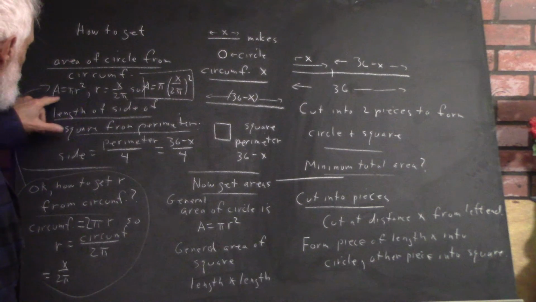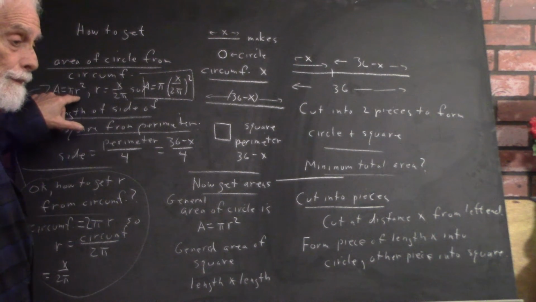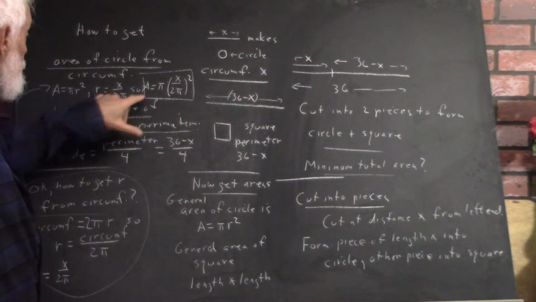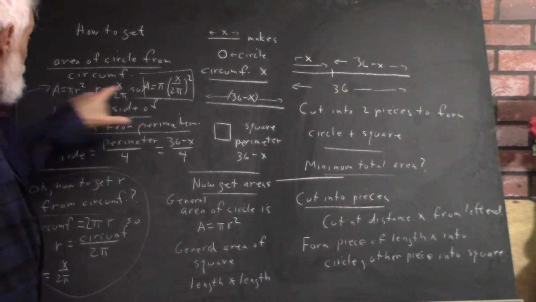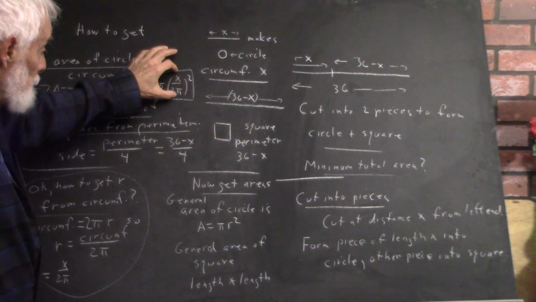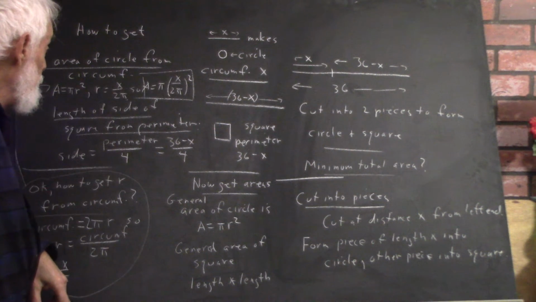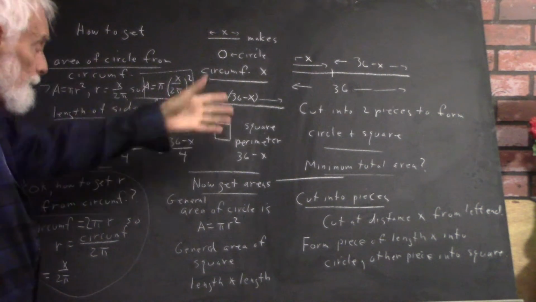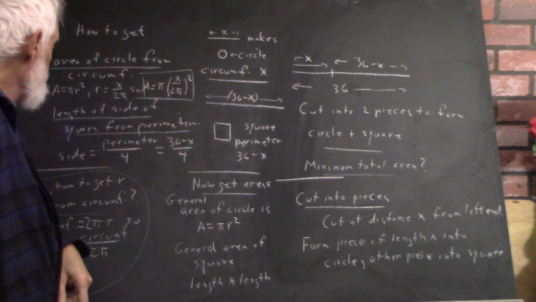So that our area is pi r squared, r is x over 2 pi, so the area is pi here times r squared, x over 2 pi quantity squared. Here's our formula for the area in terms of our variable x.